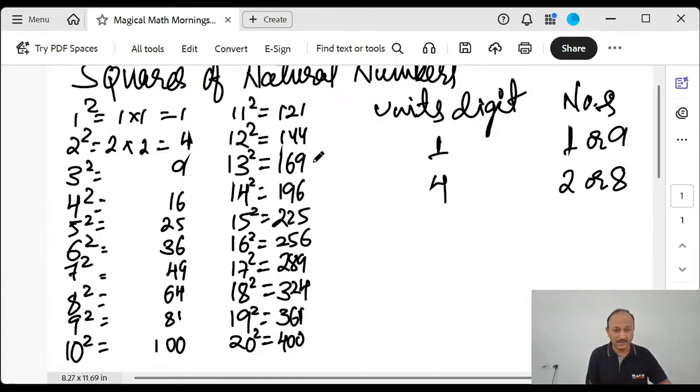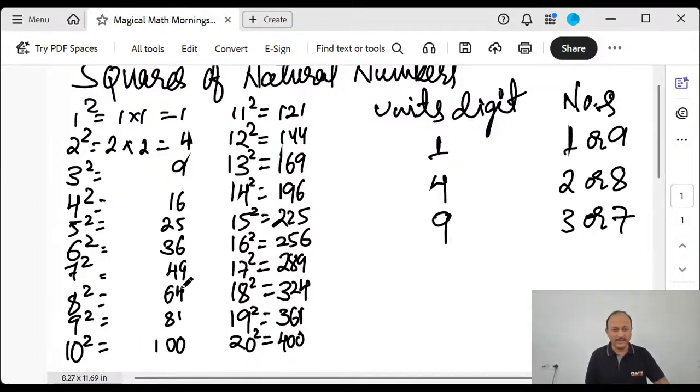Then we'll go for 9. See here 13, 17. Here 3, 7. Same way 23, 27, 33, 37. Everything will end with 9 only. That means if the unit digit is 9, then the number is going to end either with 3 or 7. Because 3 3 is a 9, 7 7 is a 49. Only remember the first 10 squares. That will help you out.